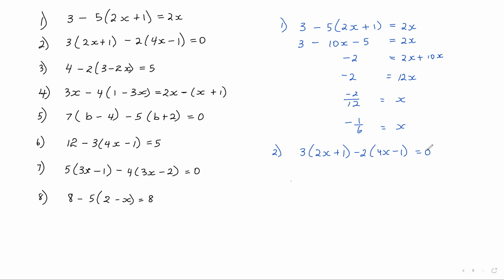So we remove our brackets first. We say 3 by 2x is 6x, and 3 by 1 is 3. Everybody got that correct? Negative 2 by 4x is negative 8x, and negative 2 by negative 1 is plus 2. Everyone got this line correct? Now, this line is where things went a little off.